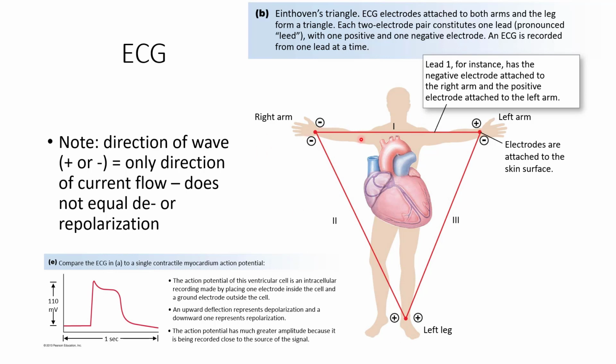And basically between every two electrodes, we would then be able to record whether we are having electricity move across the heart or along these pathways. And what we see is that the direction of a wave that we get is not going to necessarily coincide with depolarization or repolarization. However, it's going to coincide with whether we have current flowing from negative to positive on one of these leads.